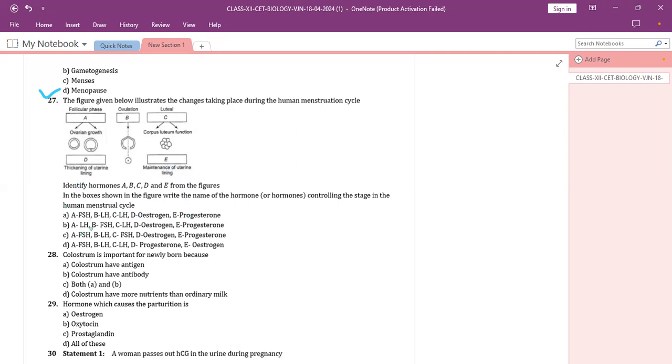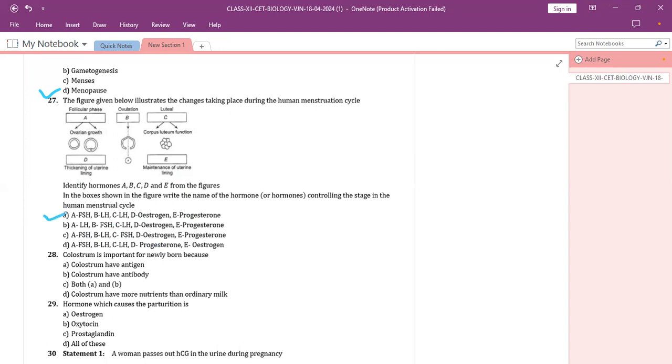B says LH, so out of question because the follicular phase is not developed by LH. C, again, option A is FSH, B is LH, but C says FSH, it is wrong. And D, A FSH, B LH, C LH, but D says thickening of the uterine wall is by progesterone, but it is estrogen. So the right option is A.